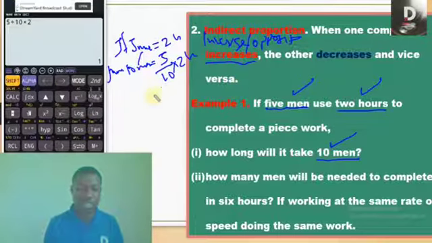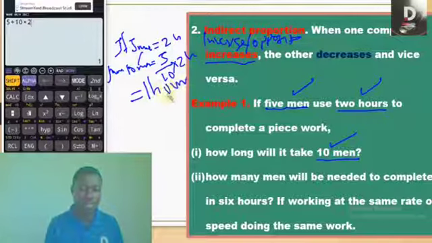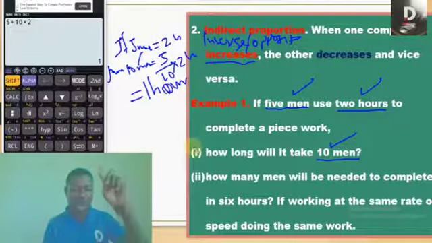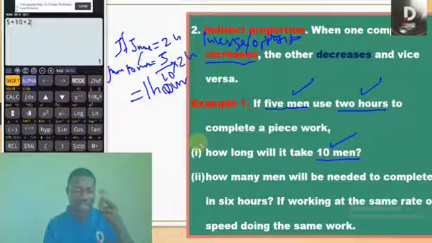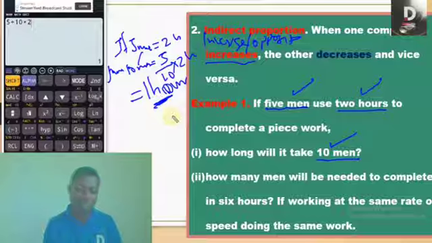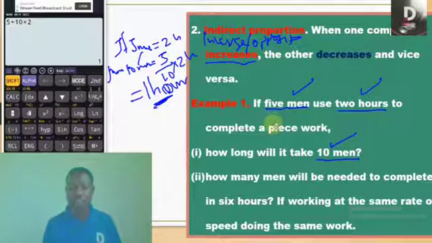Good. So the men will use what? Just 1 hour. 10 men will use 1 hour. Does it make sense? 5 men use 2 hours, but 10 men are using 1 hour to finish the same piece of work. Is it not sensible? It makes sense. So this is a logic aspect. When you finish, check if your answer makes sense. So men and piece of work is always inverse proportion.